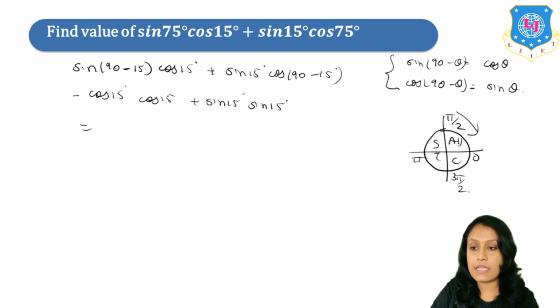So from this we can say that this is cos square 15 degrees plus sin square 15 degrees. Now we know that cos square theta plus sin square theta is equal to 1, so this answer is 1. All right, I hope you have understood throughout the session.